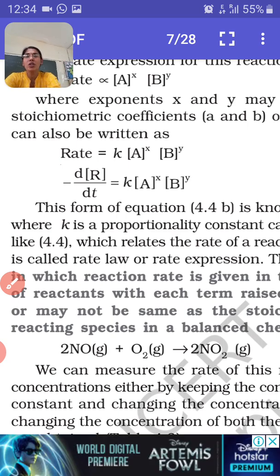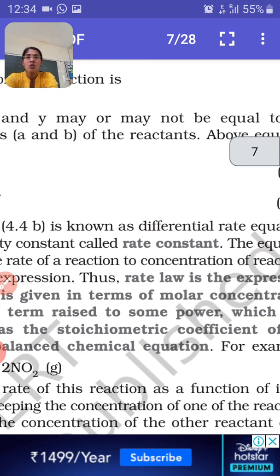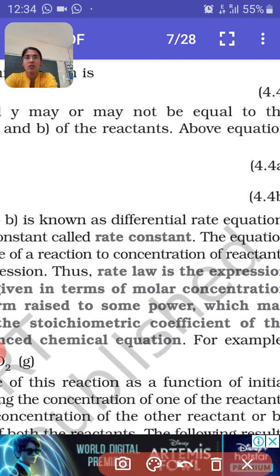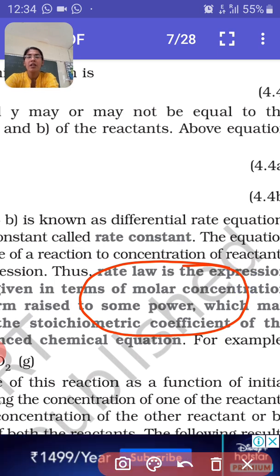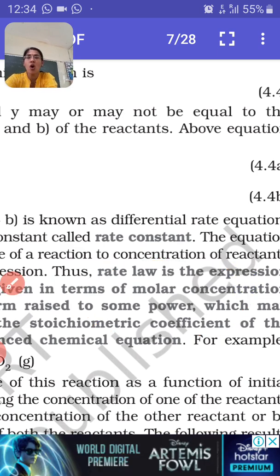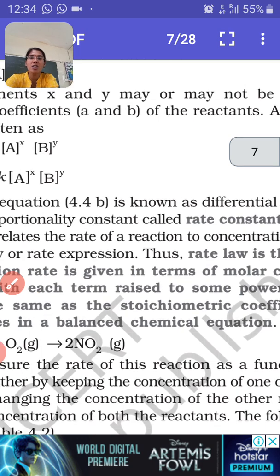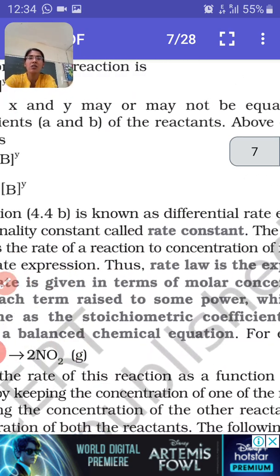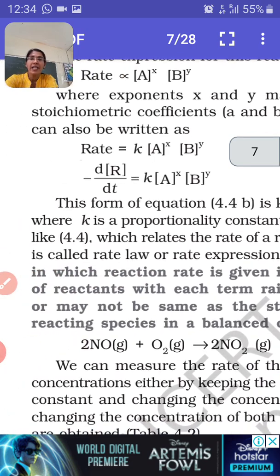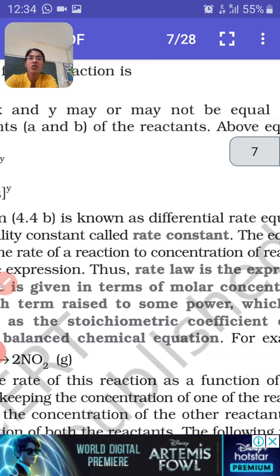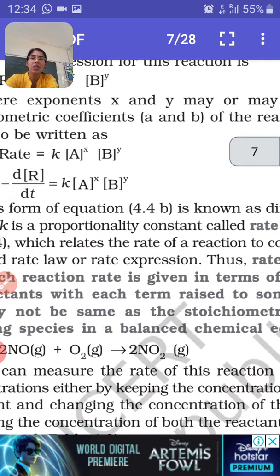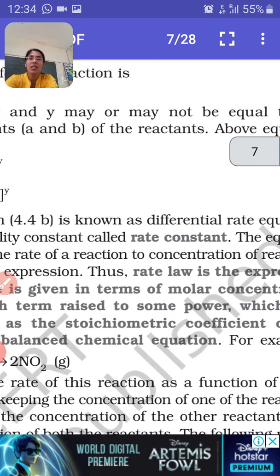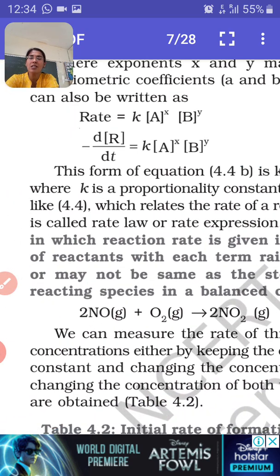Now, here one mark question that may be asked is to define the rate law. So, this is the definition of the rate law or the rate expression which you all should learn. The rate law is the expression in which reaction rate is given in terms of molar concentration of reactants with each term raised to some power which may be equal to the stoichiometric coefficient or may not be equal to the stoichiometric coefficient in the balanced equation.